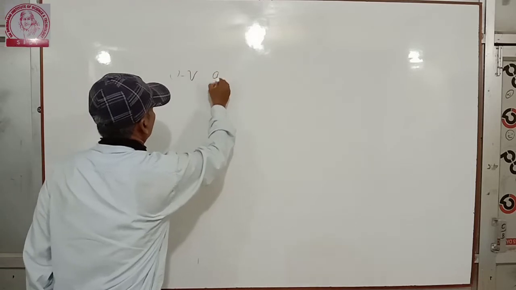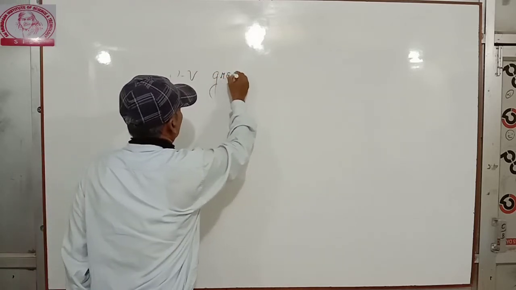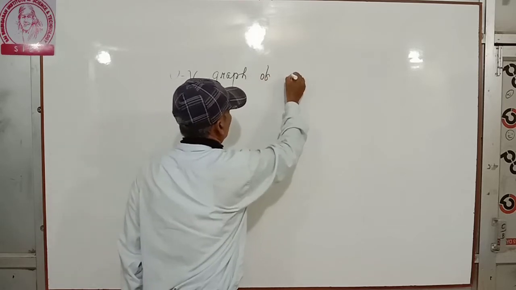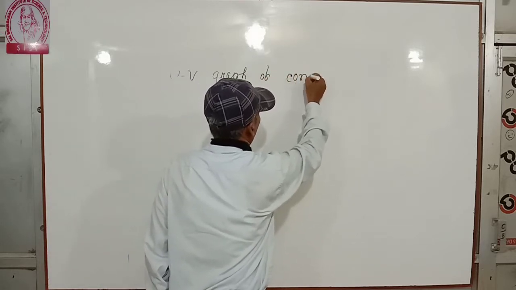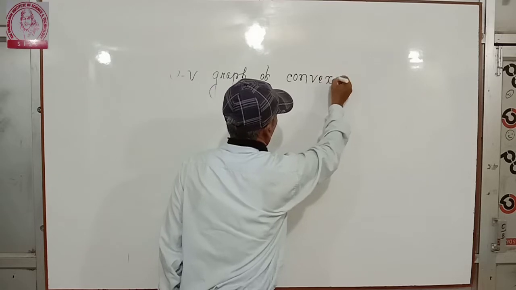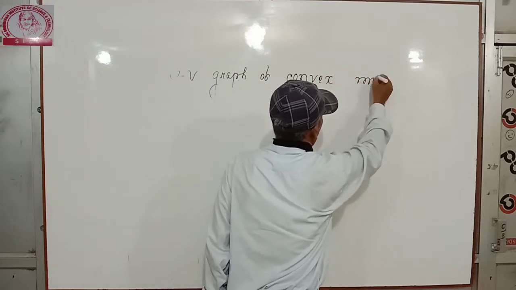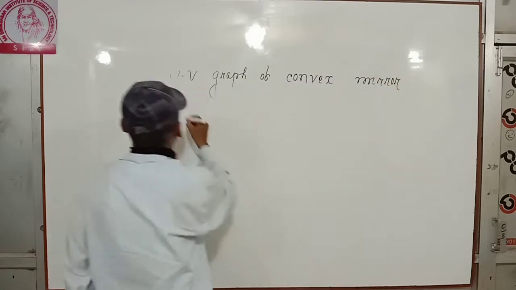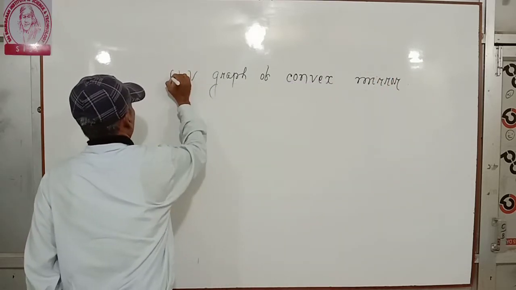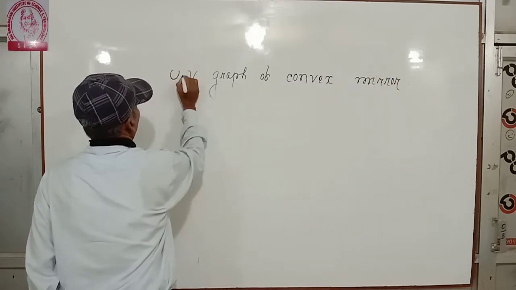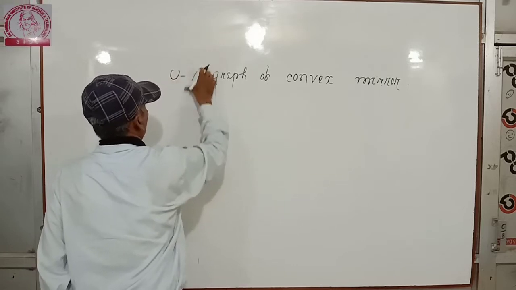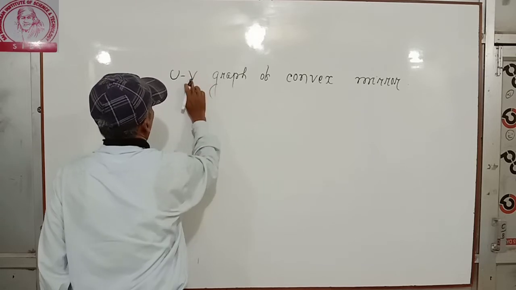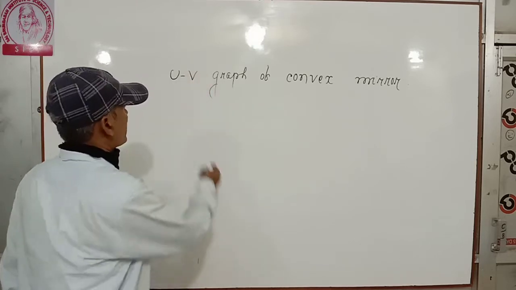UV graph of convex mirror. UV graph of convex mirror. Okay. This is the UV graph of convex mirror, right?